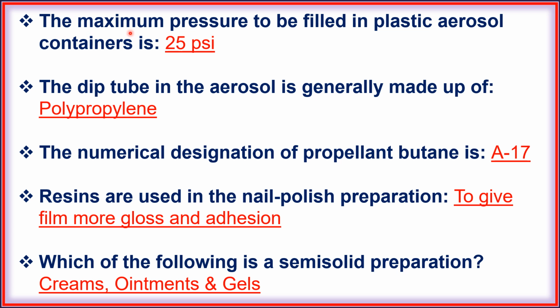Next, the maximum pressure to be filled in a plastic aerosol container is 25 psi. Next, the dip tube in an aerosol is generally made up of polypropylene. Next, the numerical designation of propellant butane is A17. Next, resins are used in nail polish preparation to give the film more gloss and adhesion. Next, which of the following is a semi-solid preparation? Those are creams, ointments and gels.